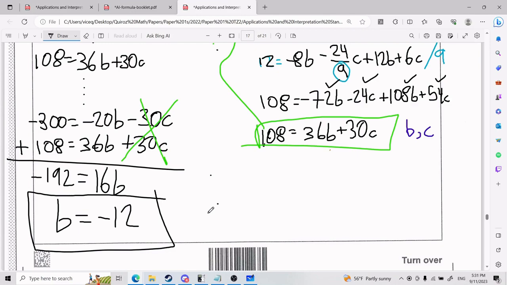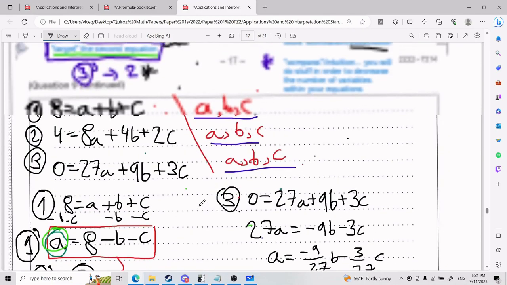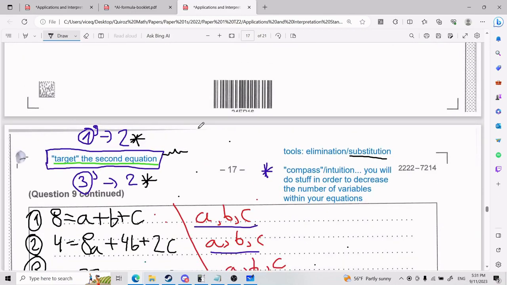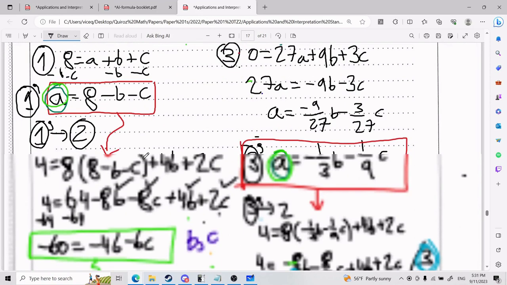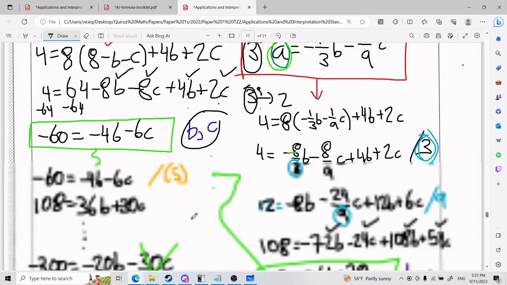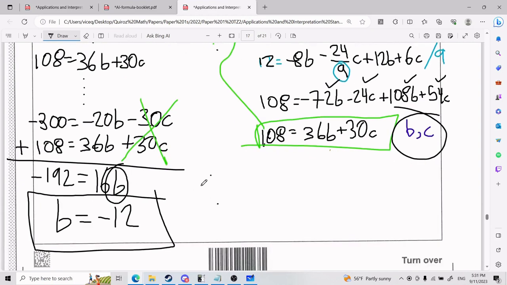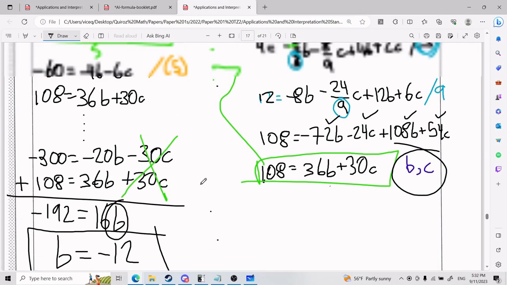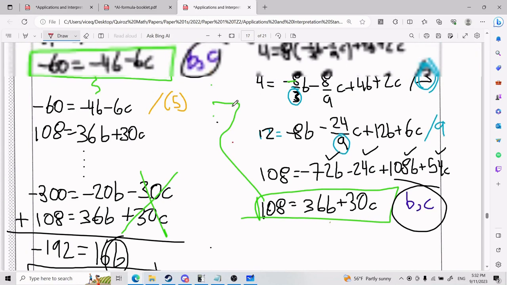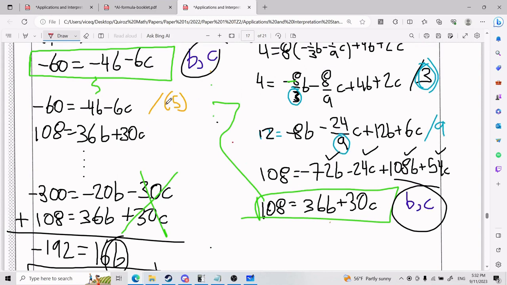See? I know it took a long time, but if you follow the process really well, which is this whole targeting thing, and keeping in mind that you want to decrease the number of variables, from A, B, C to just B, C, to, in this case, just B, you're going to get somewhere. So now I just got B equals negative 12. Once you get B equals negative 12, you just plug that in everywhere.